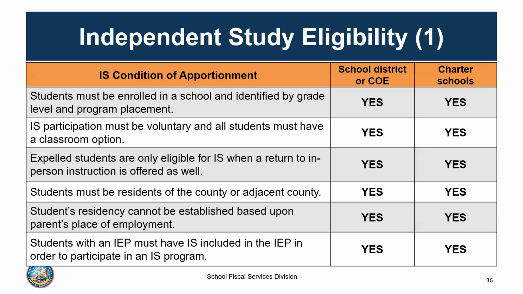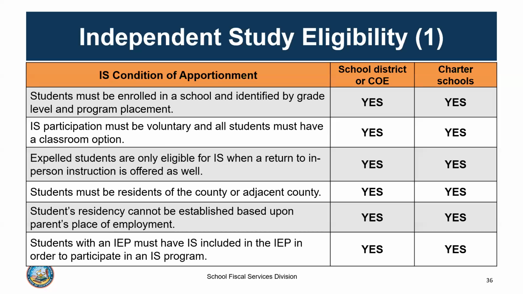The next two slides cover the independent study eligibility criteria that apply to students at school districts, COEs, and charter schools. The conditions shown on this slide must be met for a student to generate ADA through independent study at any LEA. Students must be enrolled at a school and placed in a grade level. Independent study is always voluntary. All students must have the option of classroom instruction.